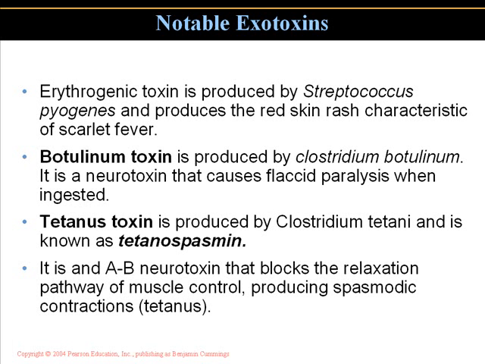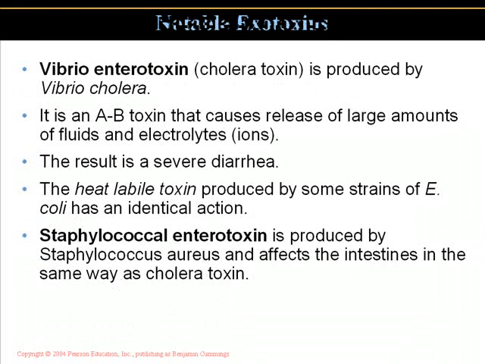So botulinum toxin can lead to major muscle paralysis and eventually death, because the muscles of respiration, such as the diaphragm, are affected by this neurotoxin. Then the person will not survive. Tetanus toxin is produced by Clostridium tetani, also known as tetanospasmin because of the severe spasms that it can cause. It is an AB neurotoxin that blocks the relaxation pathway of muscle control and produces spasmodic contractions.